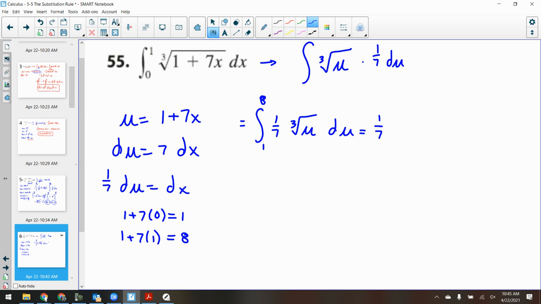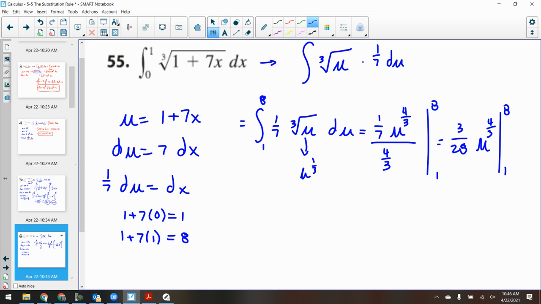So 1/7. Remember that third root of u is u to the 1/3 power. So kicking it up 1, that's u to the 4/3 divided by 4/3 from 1 to 8. All right, let's see what that fraction is. 1/7 divided by 4/3. Keep, change, flip. 3/4, 3/28. You could have given me a decimal there. U to the 4/3 from 1 to 8.